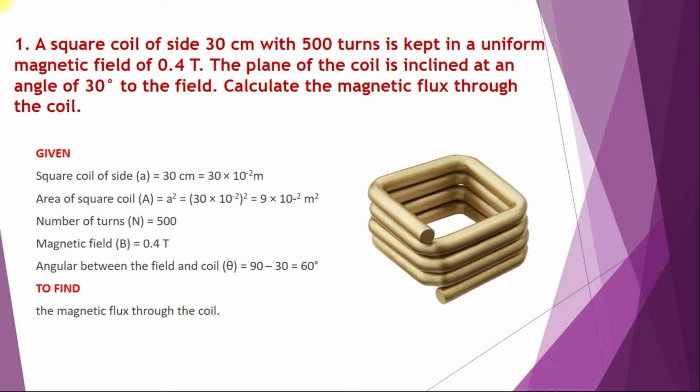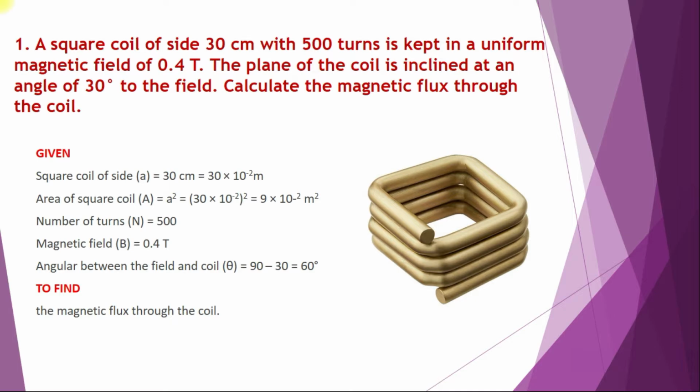The side of the square, a, is given as 30 cm. It is in CGS unit. We have to convert it into SI unit. So 30 into 10 power minus 2 meter. From this side we will find the area of the square, which is given by the formula a square. So (30 into 10 power minus 2) the whole square, which is equal to 9 into 10 power minus 2 meter square. This is the area of the square coil.